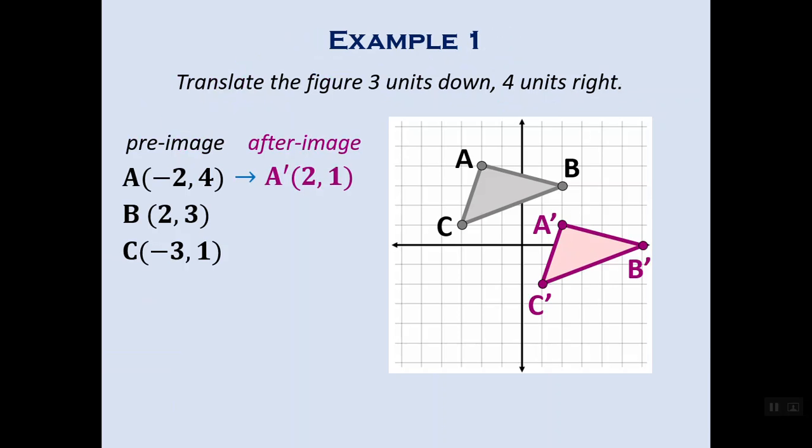So point A became A prime, which is the point 2, 1. Point B transformed to be B prime, and that's the point 6, 0. And point C became C prime, and that's the point 1, negative 2. So we can easily do this graphically and come up with what those ordered pairs are.